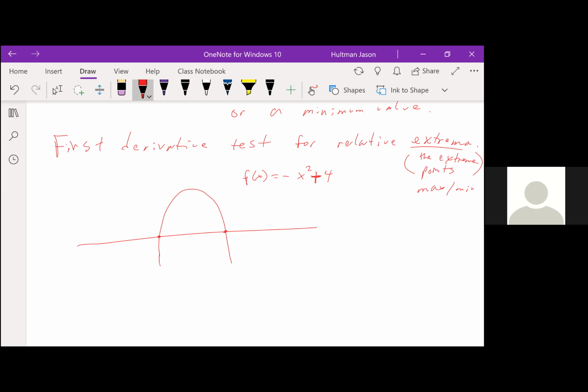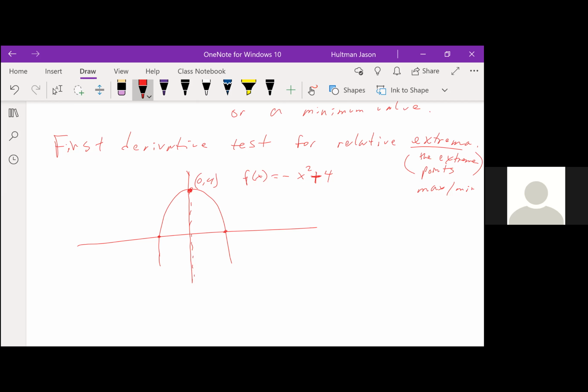Okay, I have this negative x squared plus 4. That's going to be this parabola here, where my y-intercept is going to be at 0, 4. That's also called my vertex. So 0, 4 is my vertex. Now, given that it's a parabola, this is a pretty easy one to see that that's going to be my maximum value, right? That's going to be my extrema.